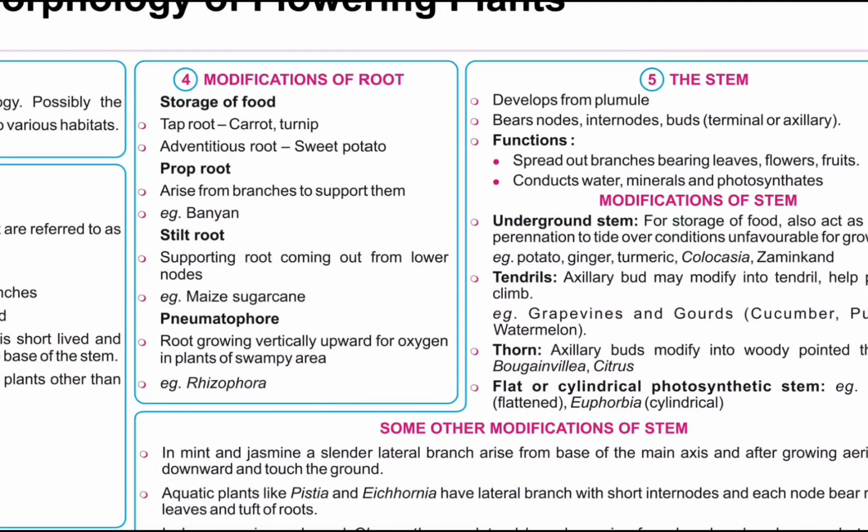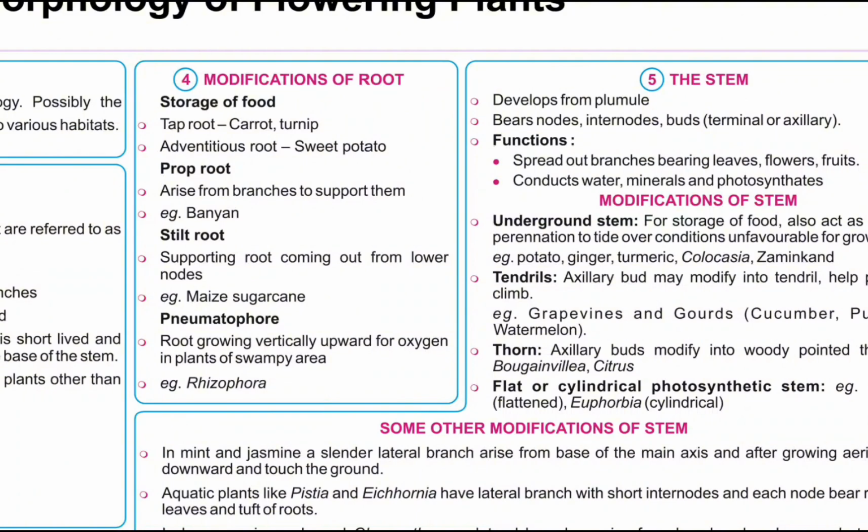Modifications of root. Storage of food. Taproot, carrot, turnip. Adventitious root, sweet potato. Prop roots arise from branches to support them, example banyan. Stilt roots, supporting roots coming out from lower nodes, example maize and sugarcane. Pneumatophores, roots growing vertically upward for oxygen in plants of swamp areas.